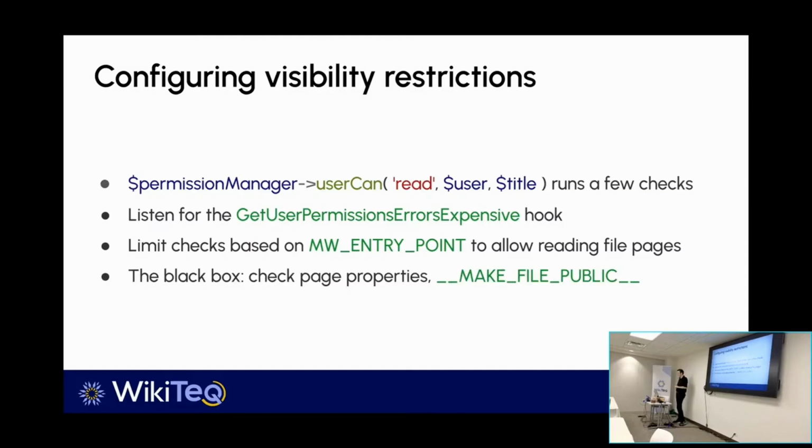Now, to look in that black box, we decided to configure if a file is public or not based on the make file public magic word that's added. By default, files are going to be private unless this is added. You could do it the other way. You could add a make file private keyword and invert the logic. But the client wanted things to generally be private unless explicitly marked public.